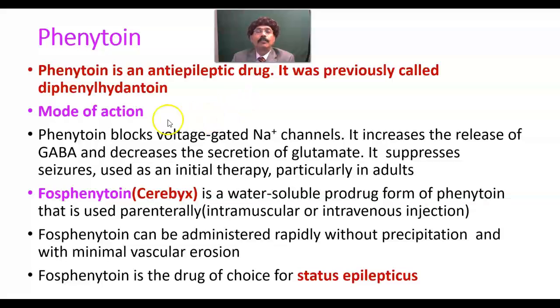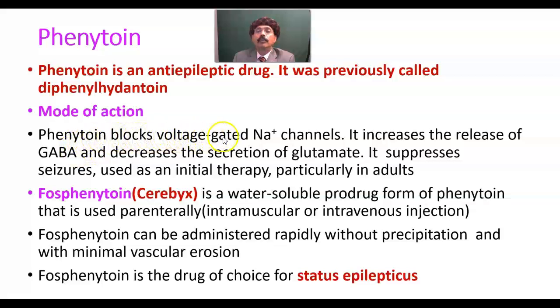Today I will discuss the pharmacology of phenytoin. Phenytoin has been an anti-epileptic drug for many decades. It was previously called diphenylhydantoin. What is the mode of action of phenytoin?